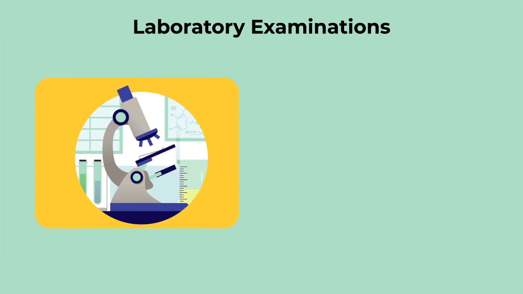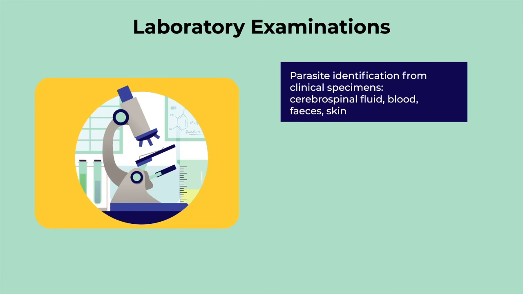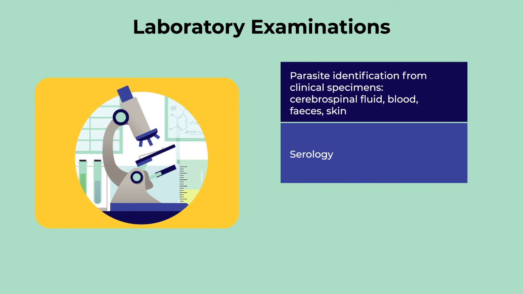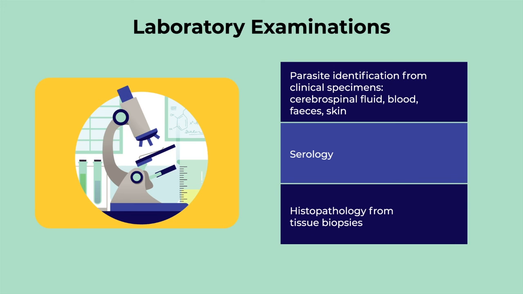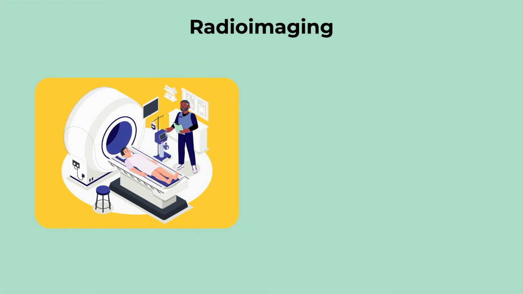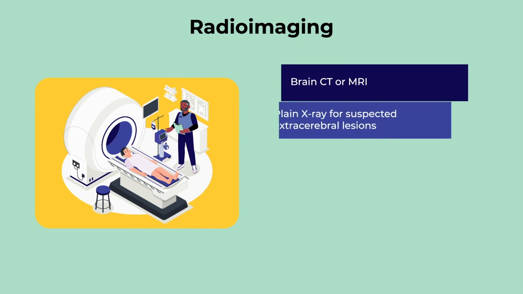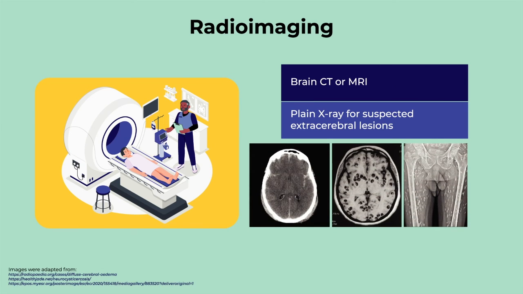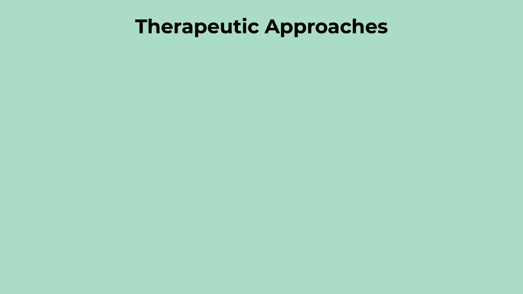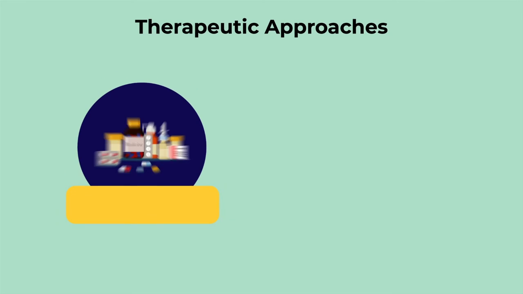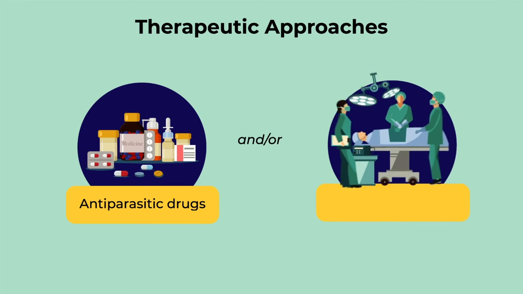Laboratory examinations that can be performed include parasite identification from clinical specimens, detection of parasite antigens or antibodies through serology tests, or finding the parasites in tissue biopsies. To help the diagnosis and the involvement of certain organs, particularly the central nervous system, radiography procedures can be done, including brain CT scan or MRI, or other plain X-ray to detect pathological extracerebral lesions. In general, therapeutic approach to parasite infections of the central nervous system include careful administration of antiparasitic drugs or surgeries.